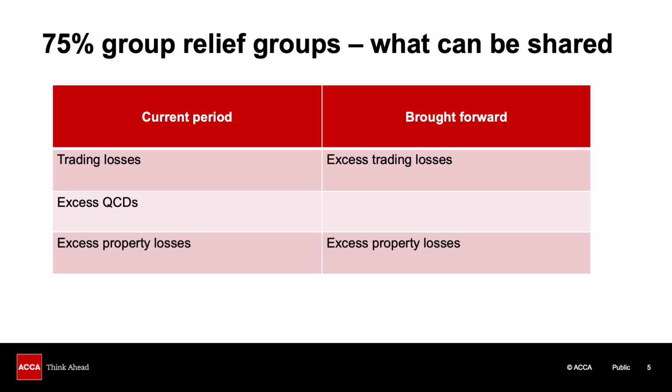Now, by excess or unrelieved, what we mean is amounts that cannot be set off against other income in that period. Of this list here, we're mainly going to focus on trading losses in this session because they're the most common to see, but do watch out for these other expenses and losses. Now, you'll notice that capital losses are not mentioned on this list, and that's because there is another way that capital losses can be shared, and we're going to look at chargeable gains groups later on in this session.